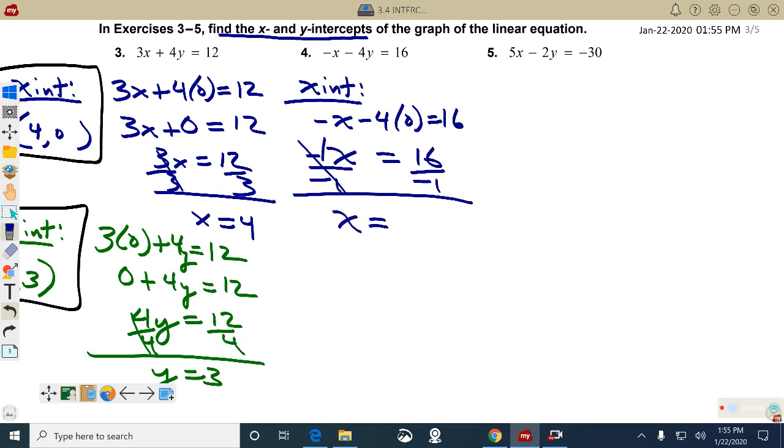equals positive divided by negative is a negative. There's my x-intercept. So my x-intercept is negative 16, 0. Look at the coordinates. That's my x-intercept.